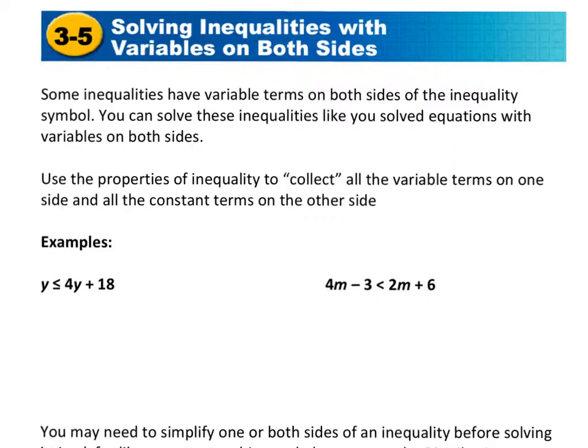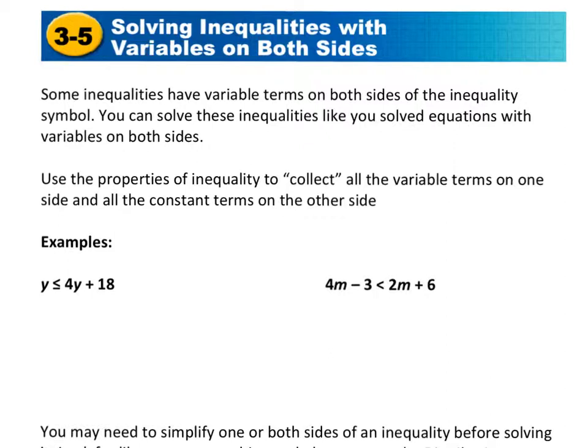Variable terms on both sides of the inequality. You can solve these inequalities like you solved equations with variables on both sides. Good. And then it says use the properties of inequalities to collect all the variable terms on one side and all the constant terms on the other side. So I stress this with equations, and it's even more important with inequalities. You need to always move your variables first, and then you need to move your whole numbers.